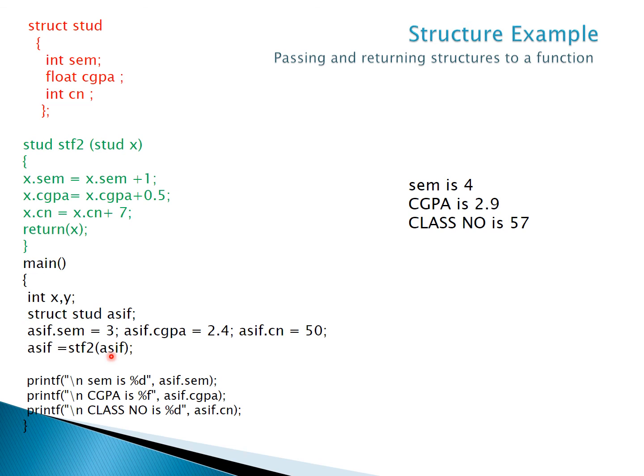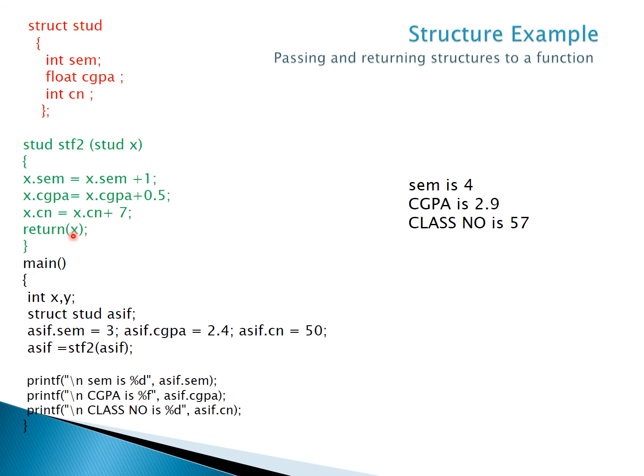Asif, here you can see that this is passed to the stf2 function, so that this asif variable will be stored in x. So now x.sem, which was 3, will be 3 plus 1, so the value will be changed to 4, and then the CGPA was assigned 2.4 by the main function, and after passing to the stf2 function, the CGPA will be incremented by 0.5, and the class number by 7, and it will return x.